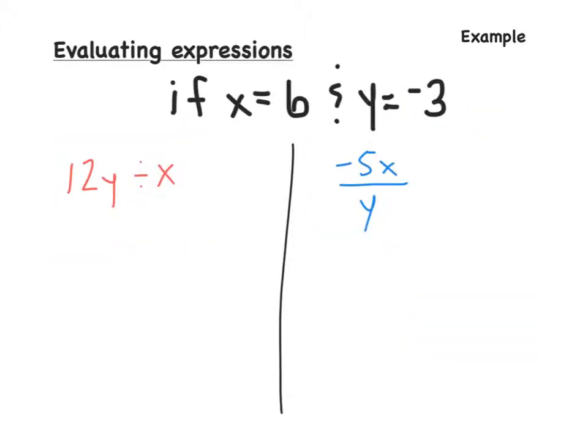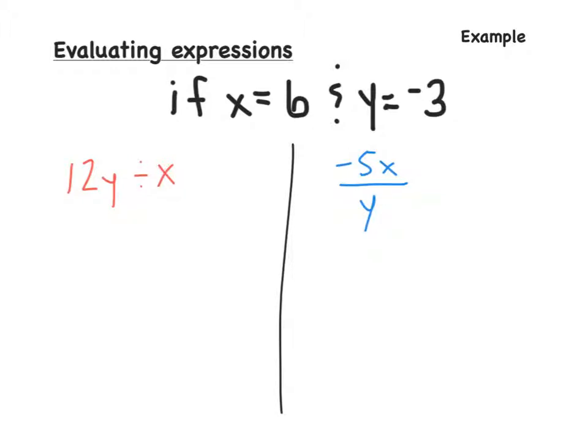In this example, we are going to be evaluating expressions. By evaluating expressions, it basically means they are going to give us an example with variables in it. So let's look at the first one. It's 12 times y divided by x. So they're going to give us what x is. So up here, x is equal to 6, and y is equal to negative 3. So all that we're going to have to do is wherever we see an x, we plug in a 6. Wherever we see a y, we plug in a negative 3.